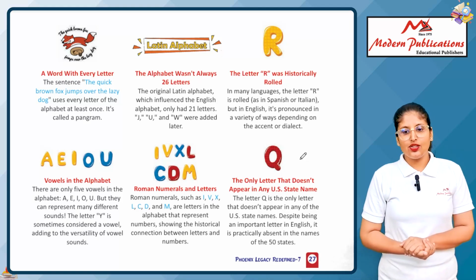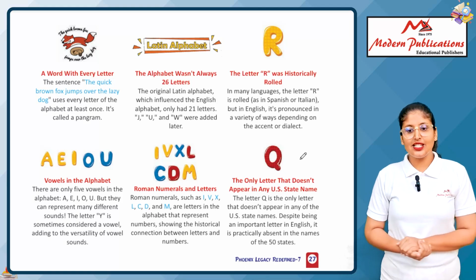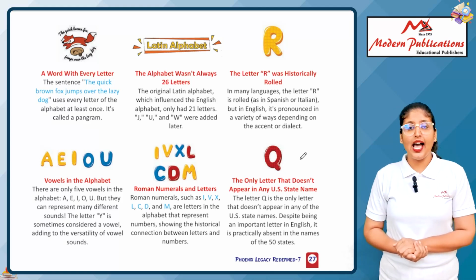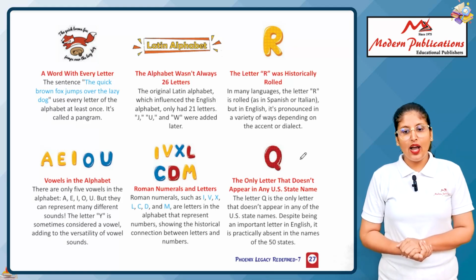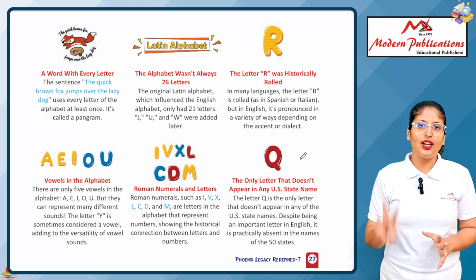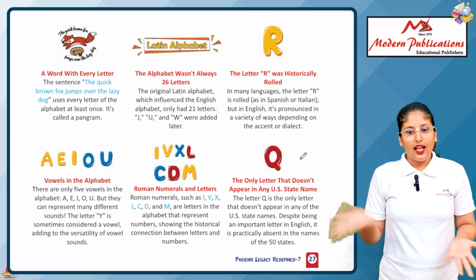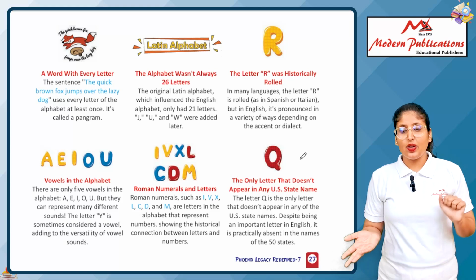Next one, the alphabet was not always 26 letters. The original English alphabet only had 21 letters. J, U, and W were added later. So these three letters were added later. That's why we know J is the youngest one in the English alphabet.